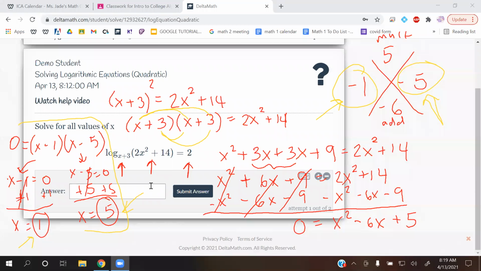Okay, so submitting answers, I'm going to type 1, and then remember that to get another answer box, you want to press this plus sign over here. So then 5. So now I have 2 boxes. In one of the boxes I put 1, in the other box I put 5, and now I shall submit answer.